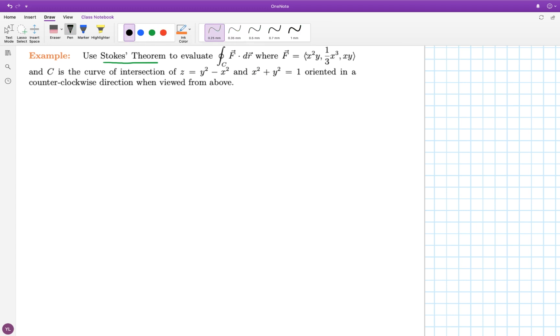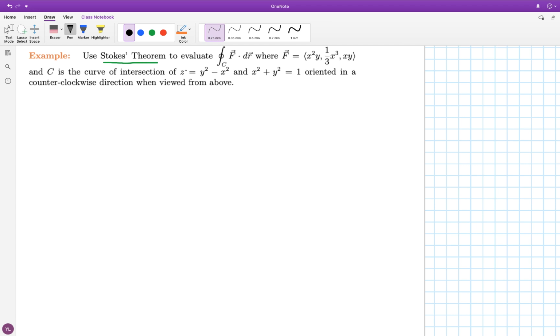I've got some vector field, and I'm looking at the curve of intersection of these two surfaces. That's what the line integral is being taken over. And I just need to come up with an appropriate surface that has that C as its boundary, oriented in the appropriate way, to compute a surface integral over.